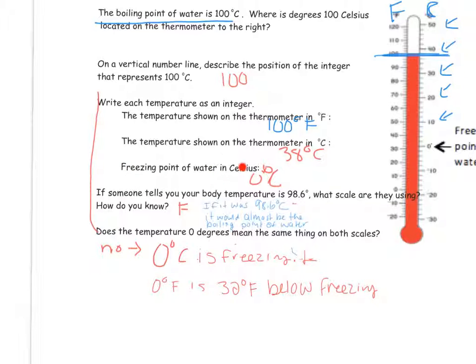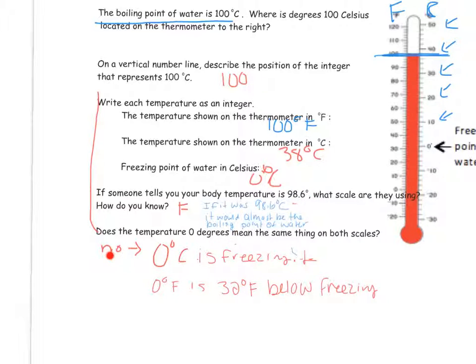The freezing point of water, it shows it right here, is 0, and it is 32 degrees. I hope you know that in Fahrenheit. The next one, if your body temperature is 98.6, which scale are we using? Fahrenheit. If it was 98.6 Celsius, it would almost be at the boiling point of water. So that'd be really, really hot. So we know that they're talking Fahrenheit.